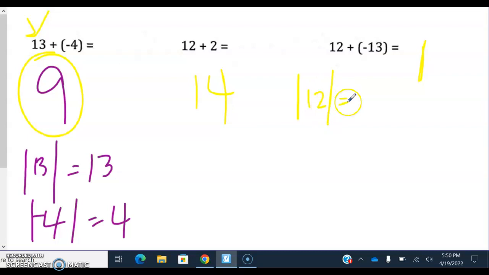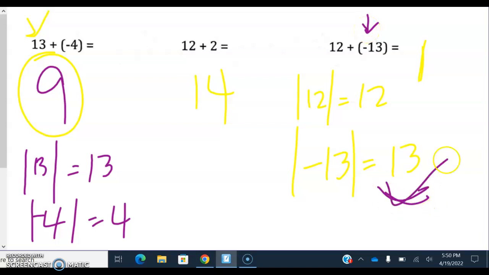Absolute value of 12 is 12. Absolute value of -13 is 13. How far are these from 0? Okay, which one's greater? Well, the greater one would be that 13. We're going to use that sign. 13 is the greater one. So it's negative. We need a -1 for our answer.